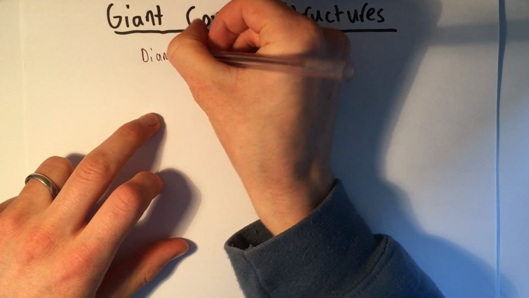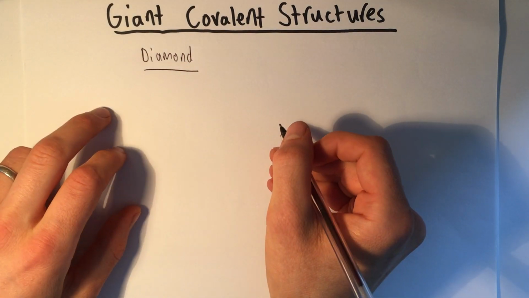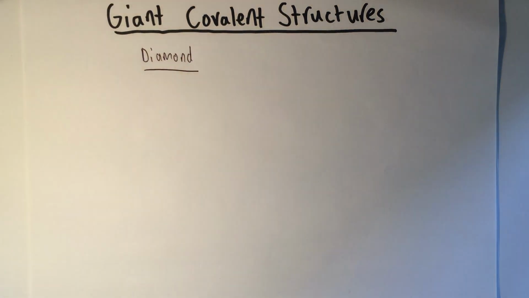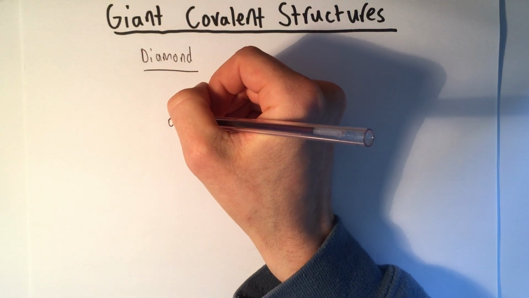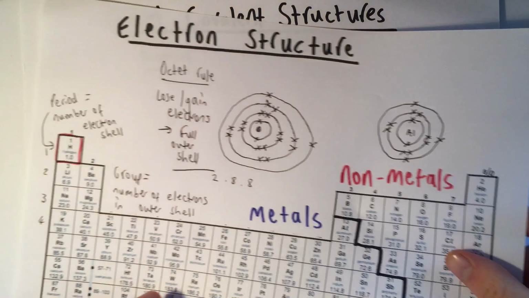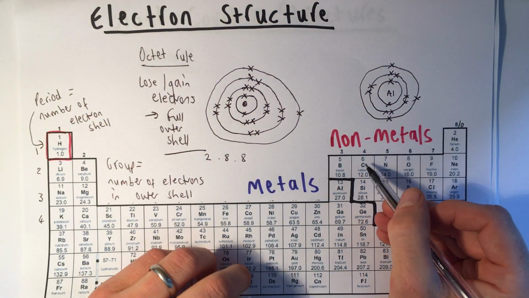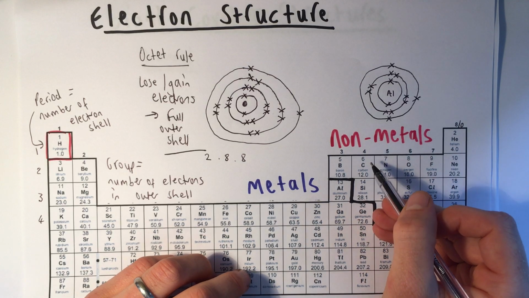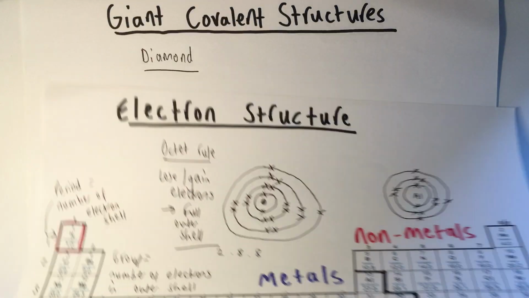The first one is diamond. Both the ones I'm going to do are made of carbon atoms. So I'm going to draw carbon atoms. I'm going to represent carbon atoms with a little circle like that. Let's just look at carbon on the periodic table. We see it's in group 4. So to get its full outer shell of 8 electrons, each carbon atom is going to be looking to get 4 more electrons. So it's going to be looking to make 4 covalent bonds.